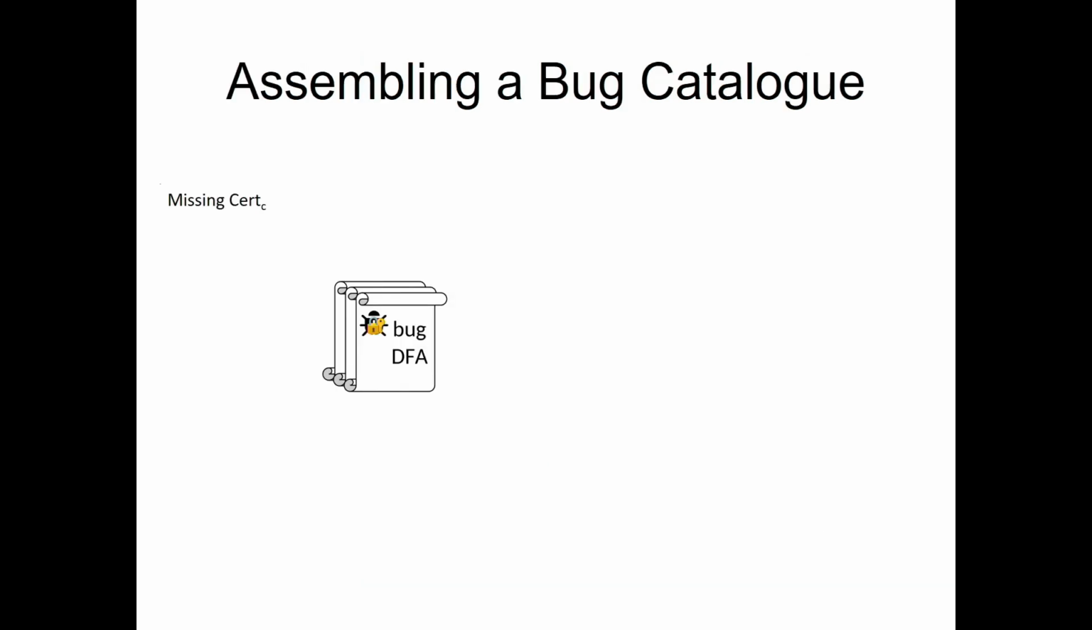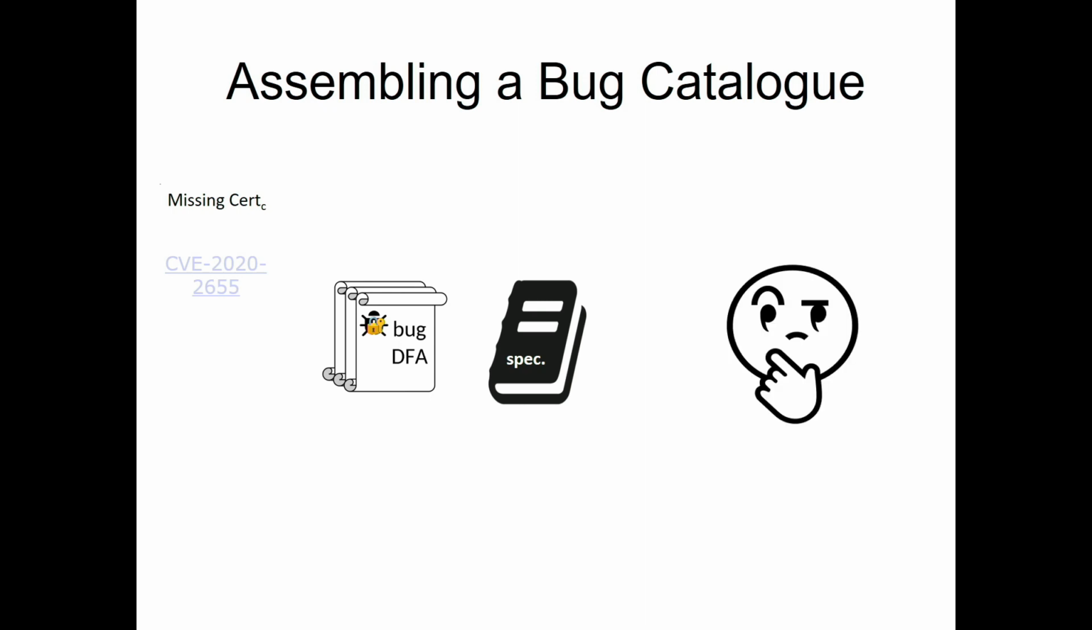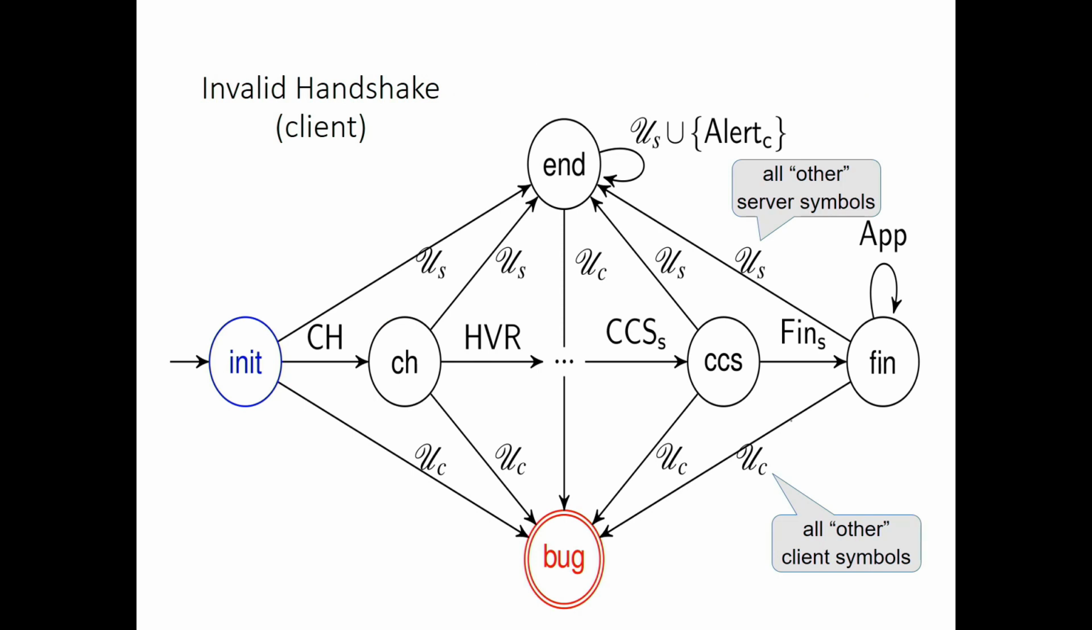So how do we assemble these bug patterns? The answer is actually quite easy. We can look for previous bugs reported for the protocol, use common sense, find out some bugs that have existed in other implementations, and so on and so forth. Or we can read the specification and find out anything that is not in the specification is a bug. Or we can use a general technique that you can find in the paper.